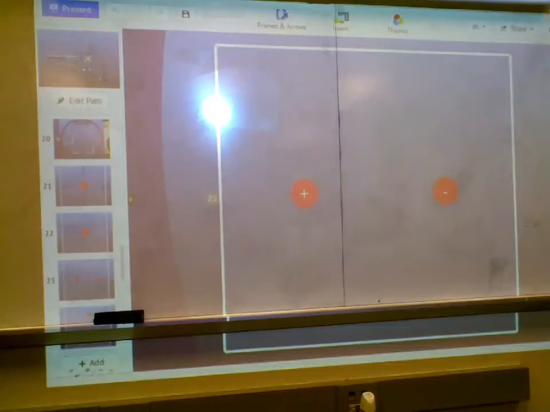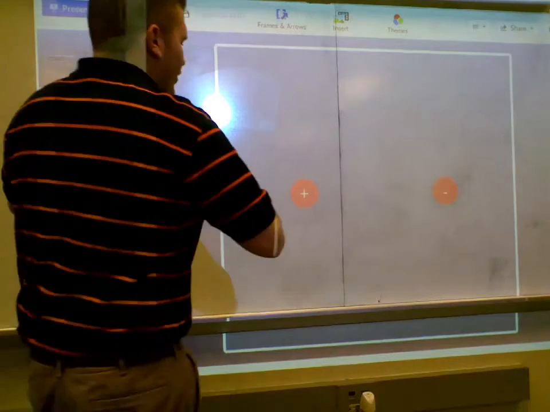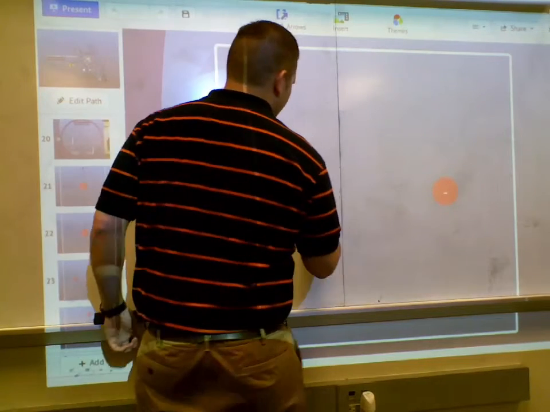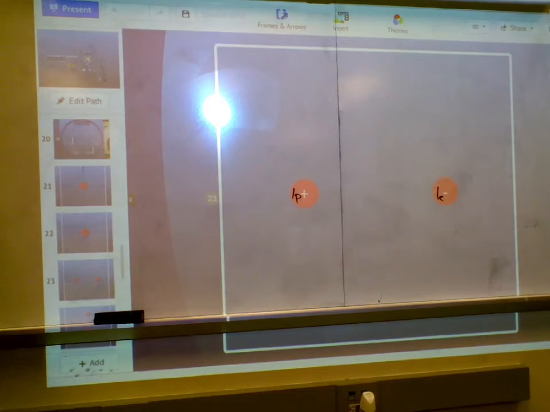Okay, so as you consider these two charges, where they have the same net charge, we can call this one proton and one electron. They have the same net charge, right? Just different signs. And I ask you to draw what the field lines would look like.